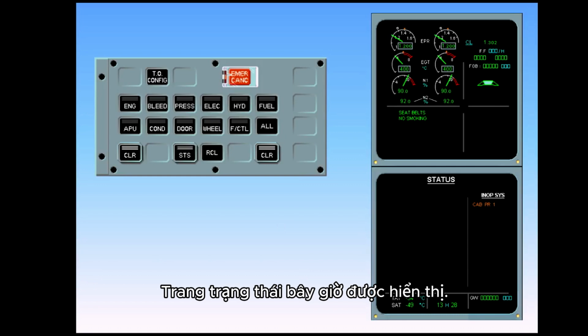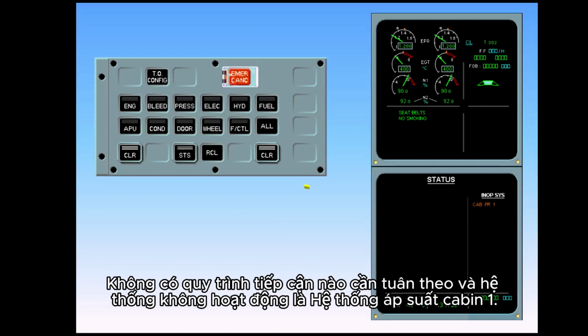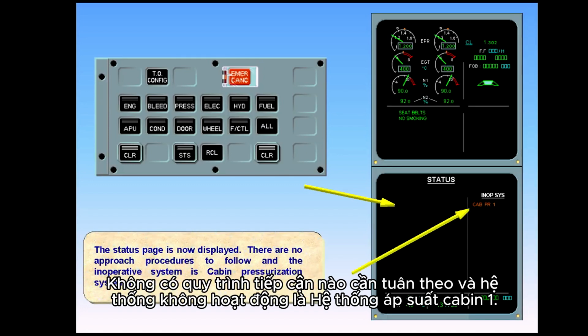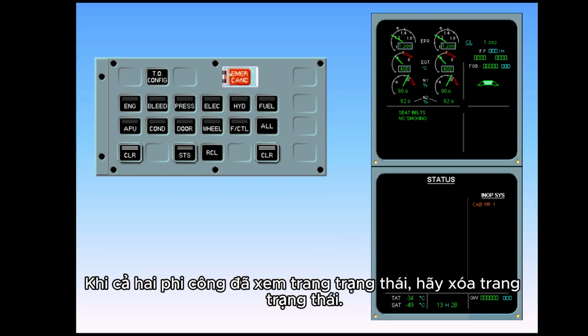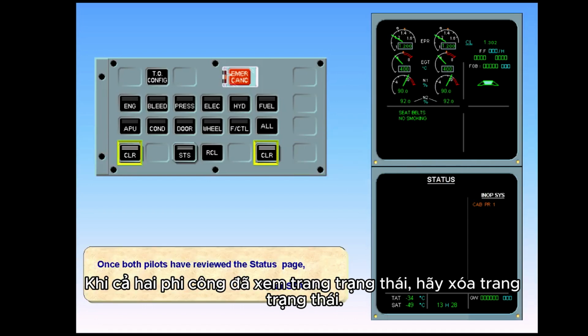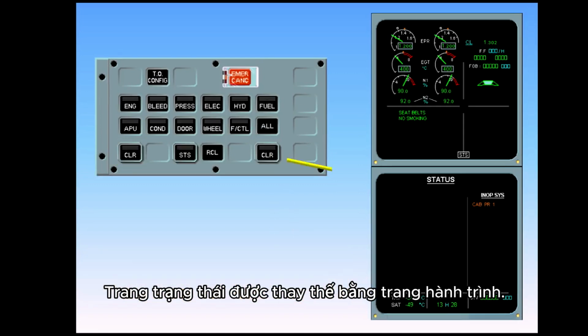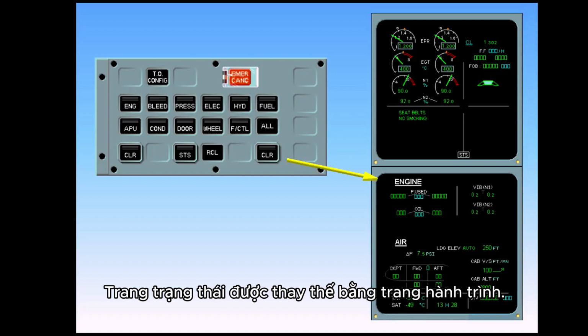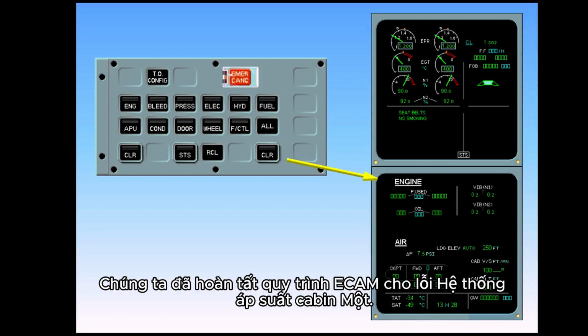The status page is now displayed. There are no approach procedures to follow, and the inoperative system is Cabin Pressurization System 1. Once both pilots have reviewed the status page, clear the status page. The status page is replaced by the cruise page. We have now completed the ECAM procedure for a Cabin Pressure System 1 fault.